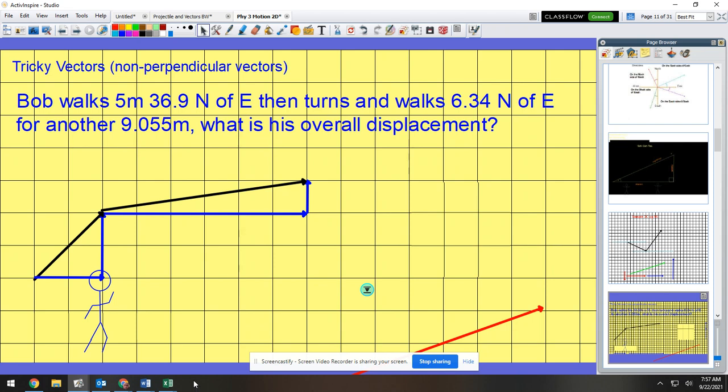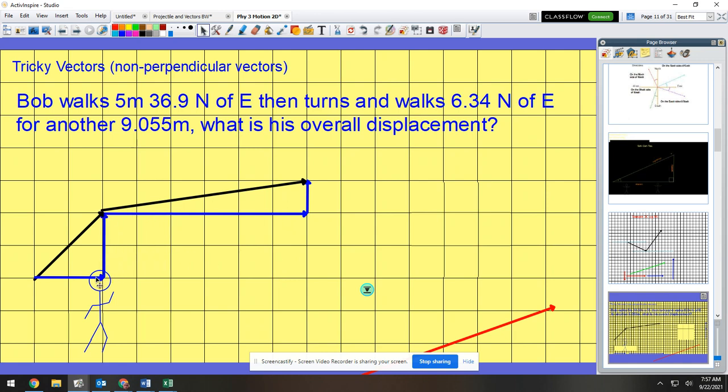Now it's time to use SOHCAHTOA to figure out what these blue lines are, because we can solve right triangles. Once we solve these right triangles, we can say Bob walked east this much and this much. Bob walked north this much and this much. Now we have one big right triangle that we can solve. The blue and the red gives us the answer. But first things first, we have to break down these individual triangles.